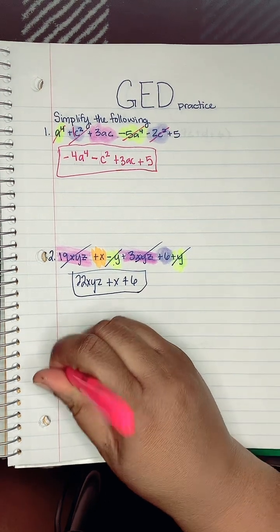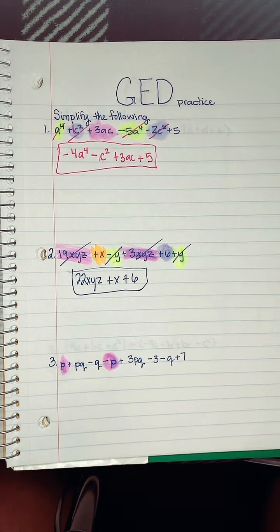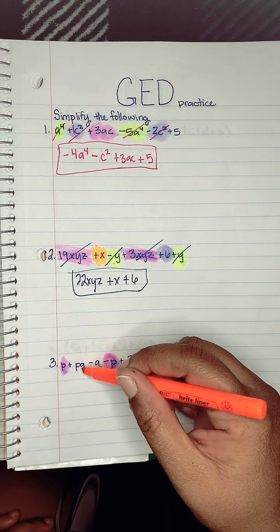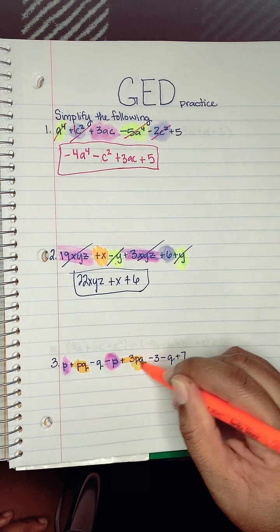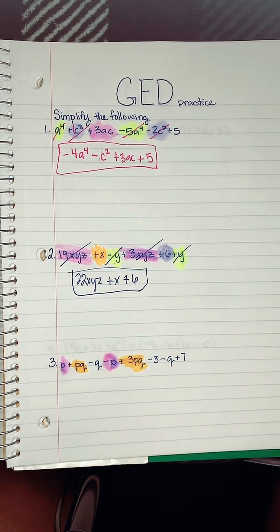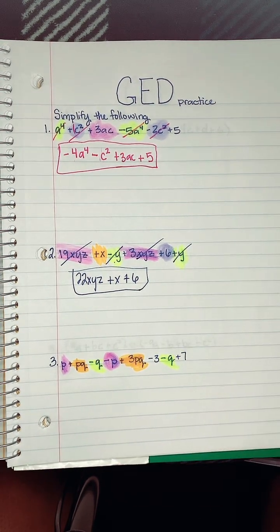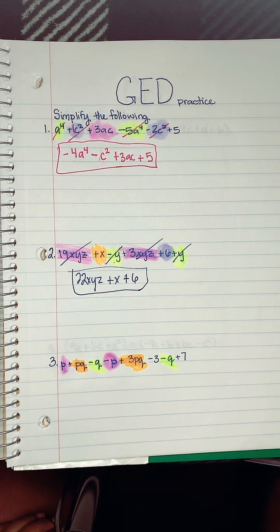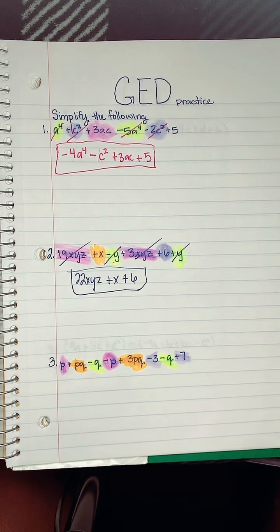All right, let's do number 3. Okay, so we have a P right here. We have a negative P here. And this is why I say highlight, you guys, because I looked at this P, but I was like, oh, that's different, right? Because it has the Q next to it. And here, this has the 3PQ. This one just has the negative Q and the negative Q. And we also have this negative 3 and this plus 7.